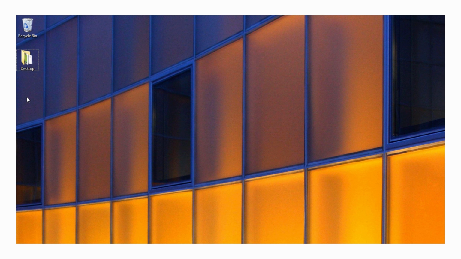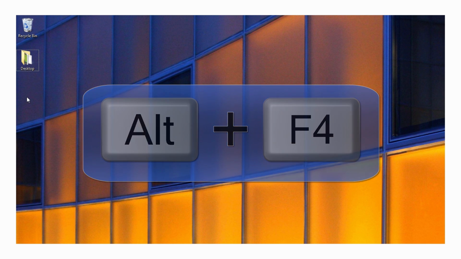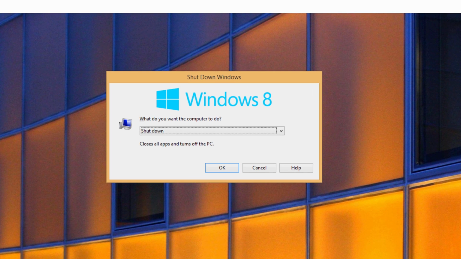When you're back on your desktop, hold down the Alt key and hit the F4 key. It's one of the function keys at the very top of your keyboard. A drop-down menu will appear at the center of your screen.